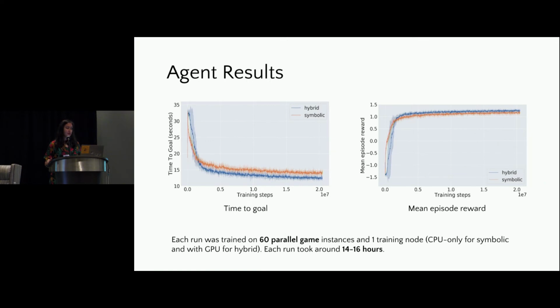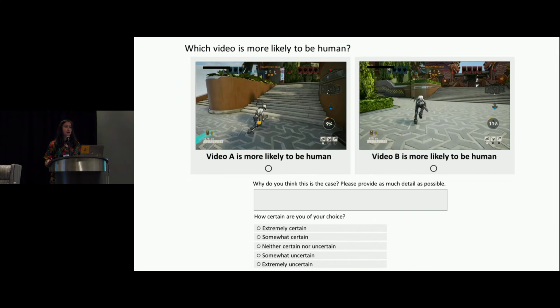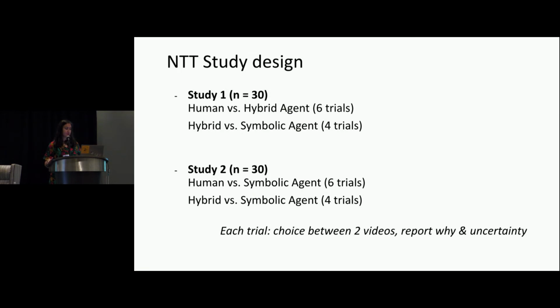If you looked at just the benchmark passing of those agents, as you can see in these plots, they were performing equally well on both mean episode reward as well as time to goal. And this is how the participants responded. So just like you did, they chose which of them was more human-like, said how certain they were, and wrote what features made them believe what they suggested.